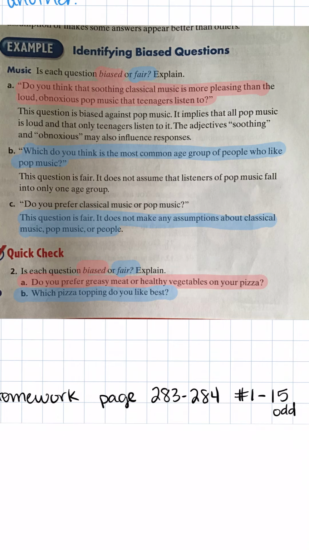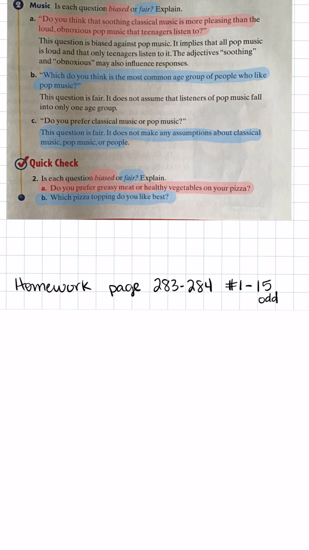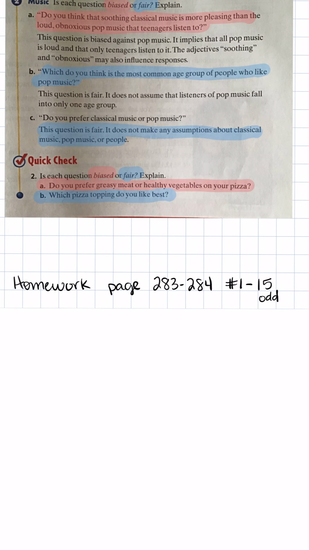Okay, so hopefully that is helping with your understanding of sampling and then biased questions. Your homework for tonight is page 283 and 284, numbers 1 through 15 odd. Happy homeworking!